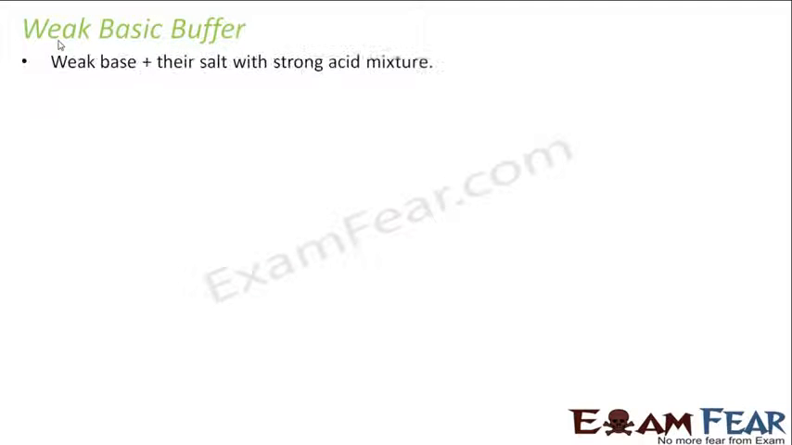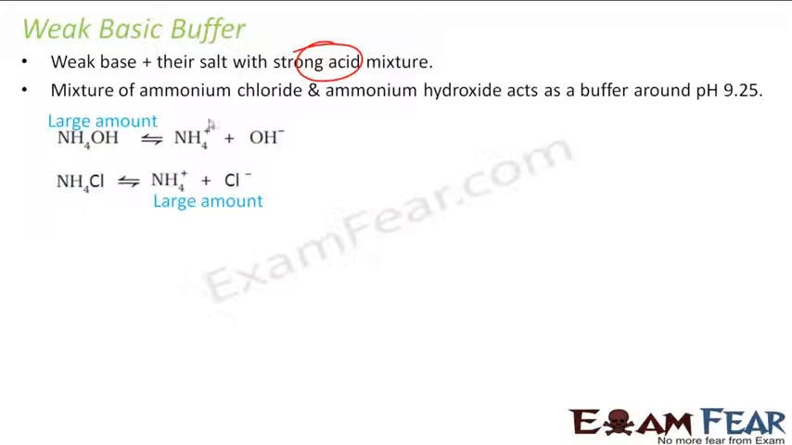Correct. Similarly, we have weak base buffer. So we have weak base plus salt of strong acid mixture. For example, in this case, we have ammonium chloride and ammonium hydroxide. My weak base was ammonium hydroxide, and then I got ammonium. Now in this case, if I want to add H plus, what will happen?